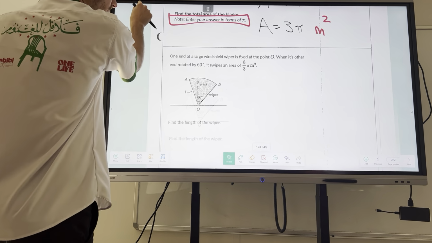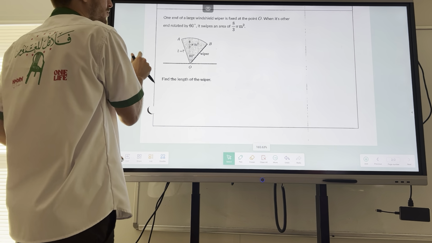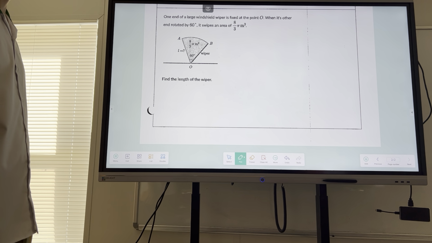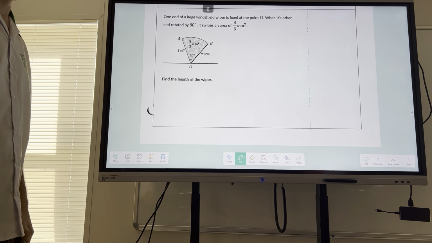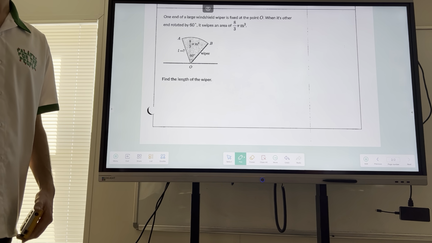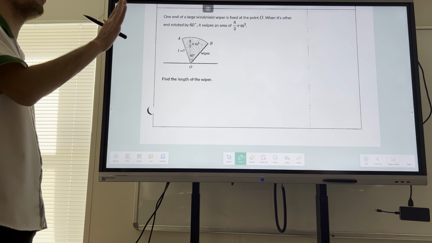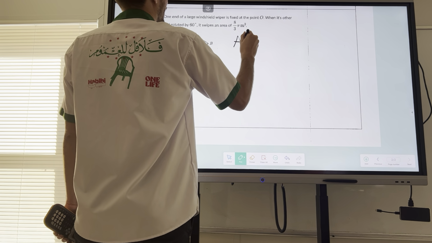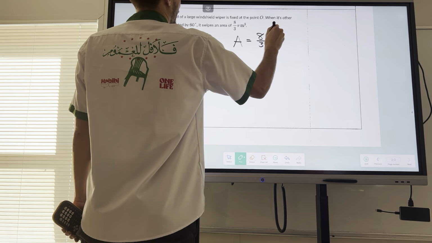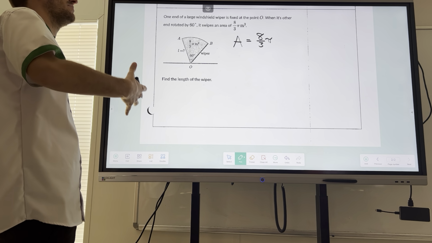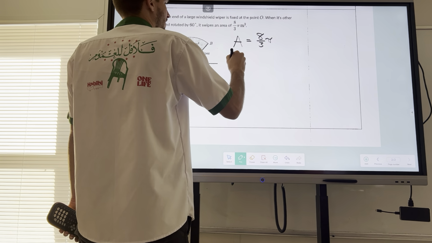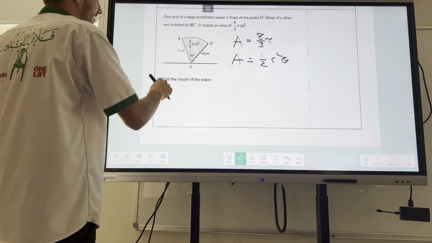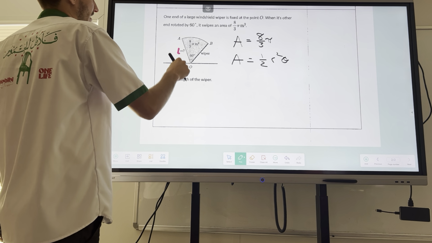Okay, one more question. One end of a large windshield wiper is fixed at the point O. When its other end is rotated by 60 degrees, it swipes an area of 8/3 pi. So this is one of those exact areas, no rounding, it's not irrational, they've saved the pi. What they just told us is that the area equals 8/3 pi. So that makes it clear to me we're going to be using the area formula: area equals 1/2 r squared theta. But then I noticed the question says, what is the length of the wiper?